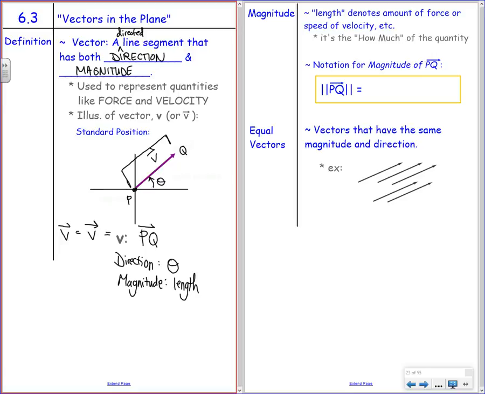So I wanted to make sure you guys know what that notation is also. There's two different ways: a lowercase letter, or initial and then final, which also shows us the direction, to be honest. Notation for magnitude. We already talked about that with the double lines. I guess you can kind of correspond this to absolute value.